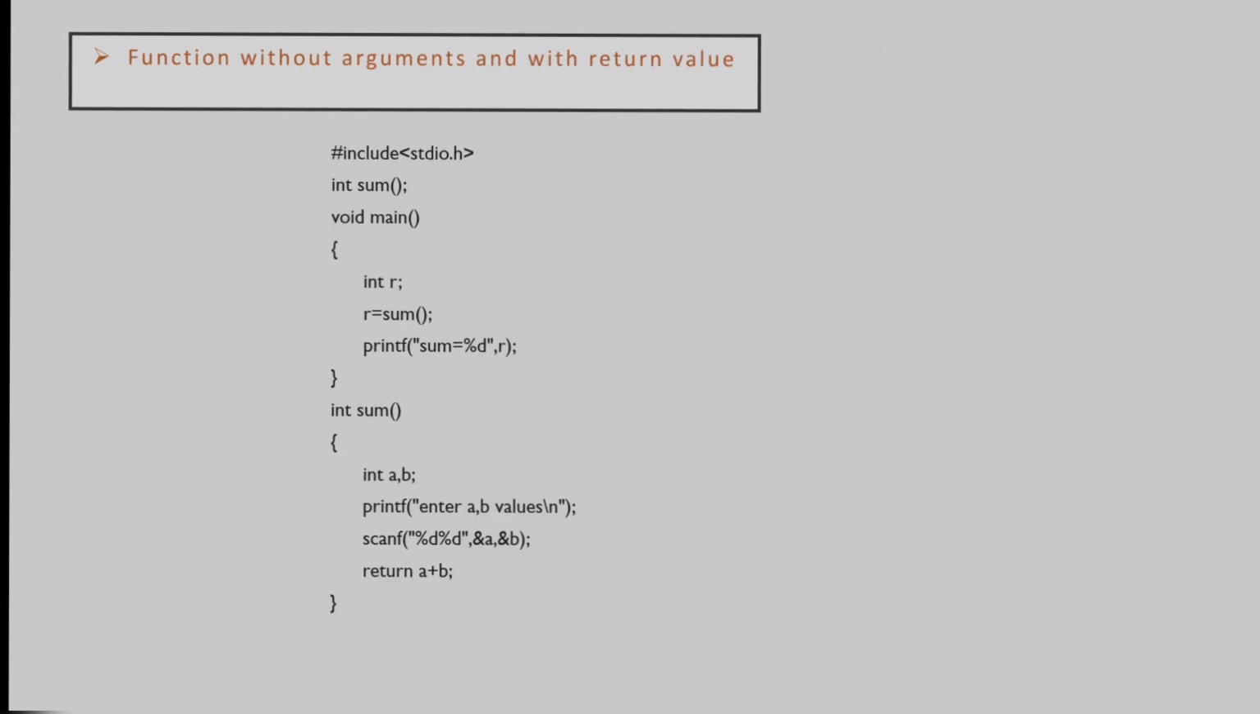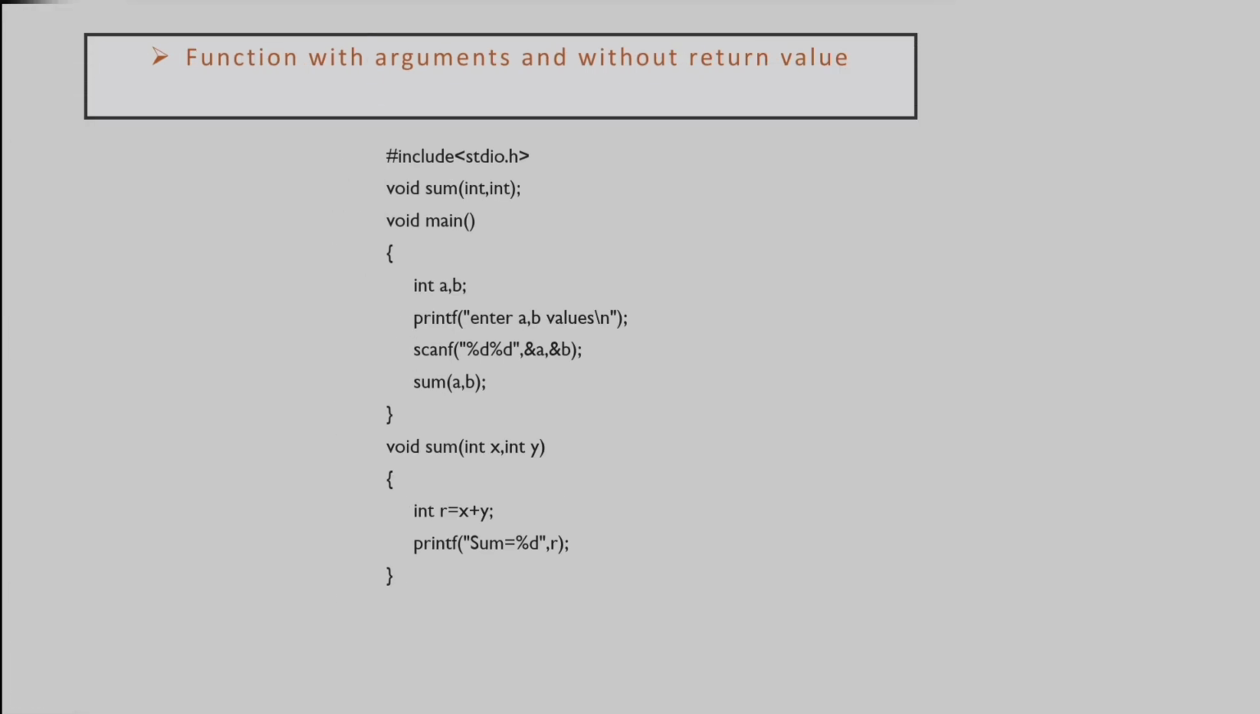Let us see function without argument and with return value. Hash include stdio.h preprocessor section and int sum. Here int is the return type and after sum there is no argument declared. Next void main, and here we declared int r, and the sum is stored in this r and we print the sum. Then int sum, again we define the same, that is return type with no argument. Then int a, b, integer values, so we use int here. Then we print the two values and give the scanf statement, and since it is with return value, we give return a plus b.